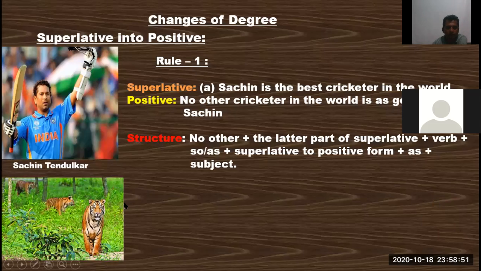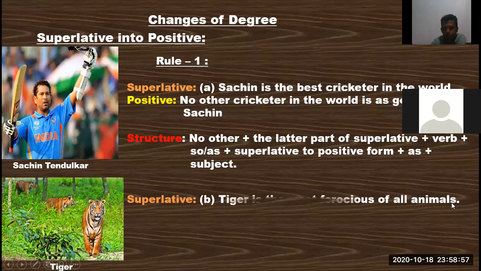Look at the next picture. Here is another example of superlative degree: Tiger is the most ferocious of all animals. Positive.